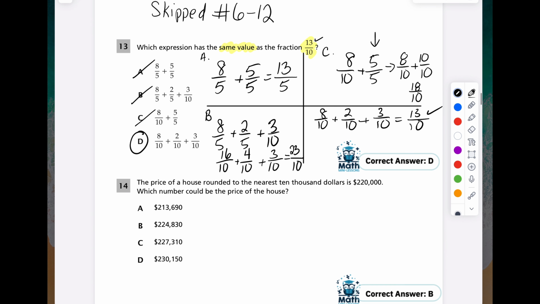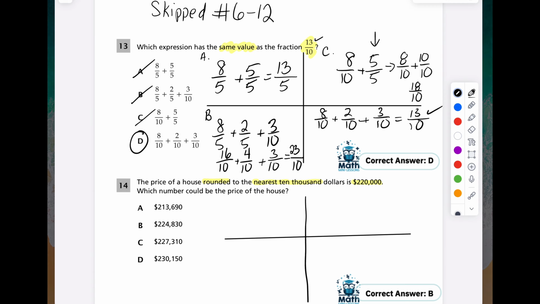Let's move down to 14, which is a rounding one. The price of a house rounded to the nearest $10,000 is $220,000, which could be the price of the house. So this is another one where, again, super helpful on your paper to just work them all out. And we're going to use our rounding rules.